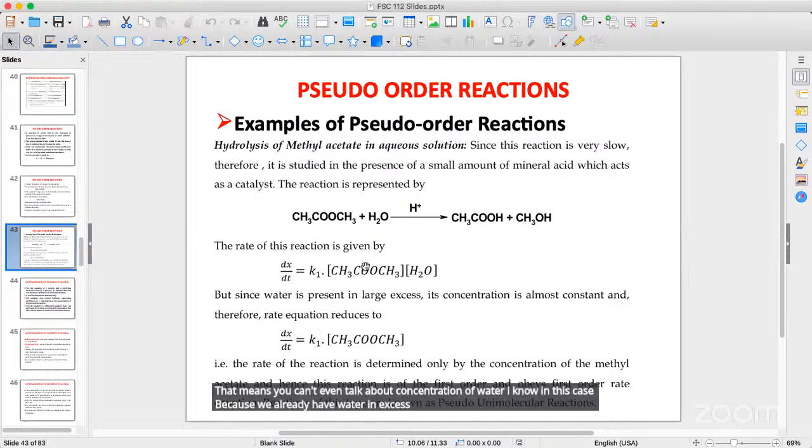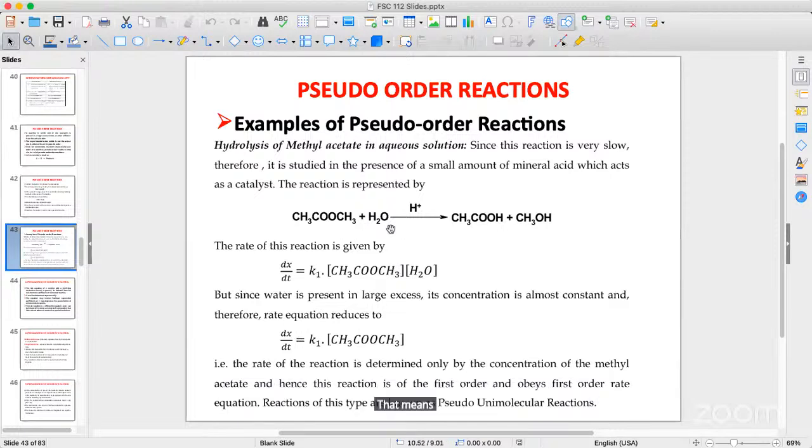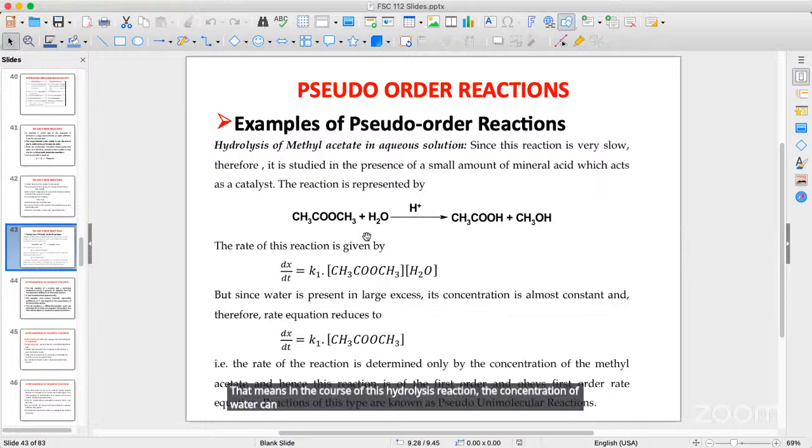It doesn't matter what the methyl acetate is doing, the amount of water you're still going to have unreacted is going to be very, very large. That means in the course of this hydrolysis reaction, the concentration of water can be assumed to be constant, because only a very little amount of water is going to react, and you have a very large amount left. So the only thing you do here is monitor the concentration of the methyl acetate.